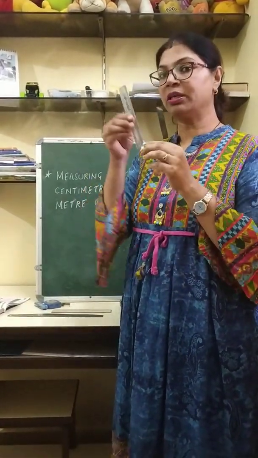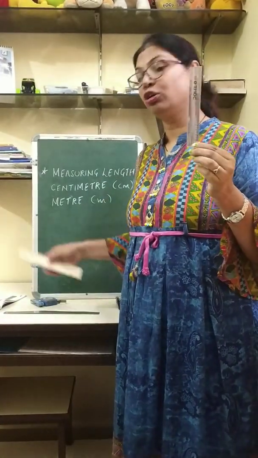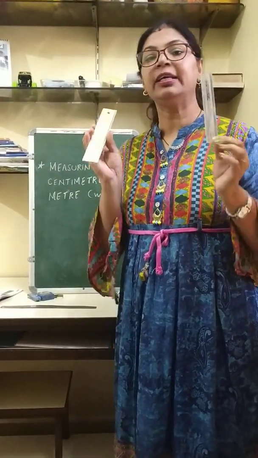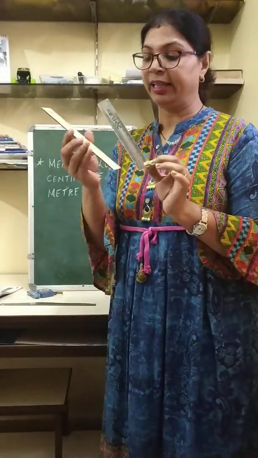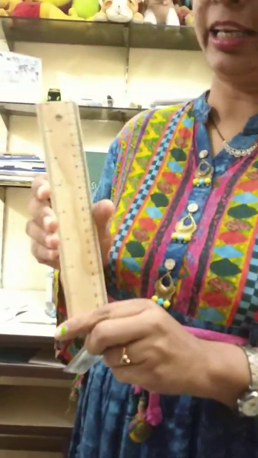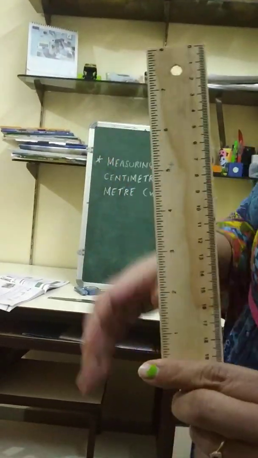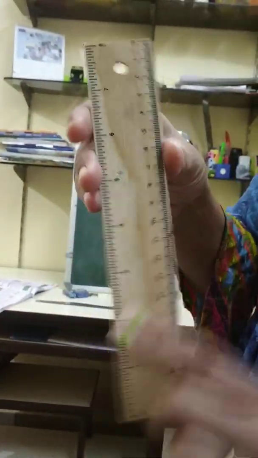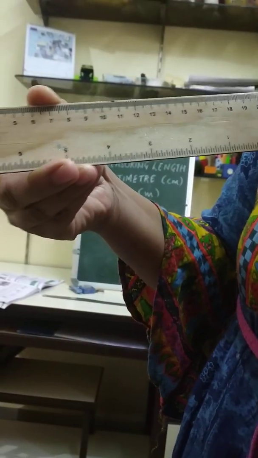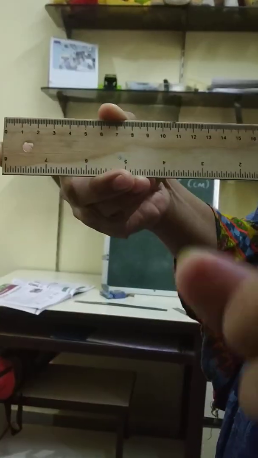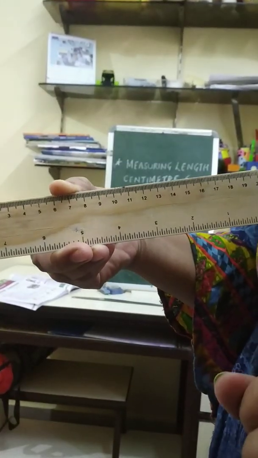You all must have these kinds of rulers at your home. These are called scales or rulers. They have bifurcations. Like here in this wooden ruler, you can see these bifurcations from 0 to 20. These are actually centimeters. That means from 0 to 1, it will count as 1 centimeter.